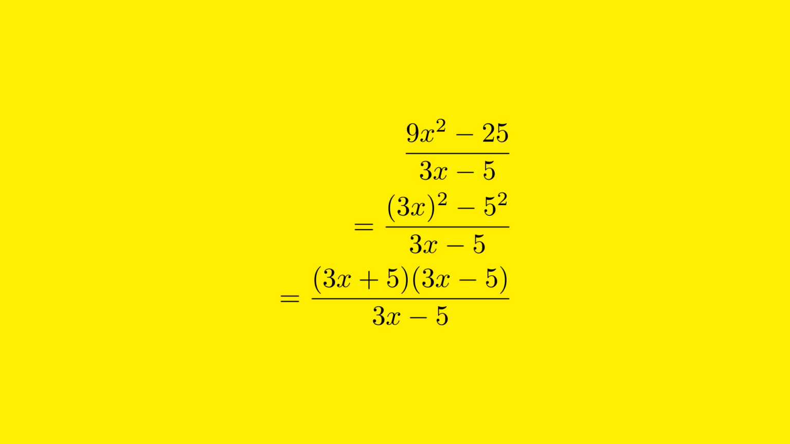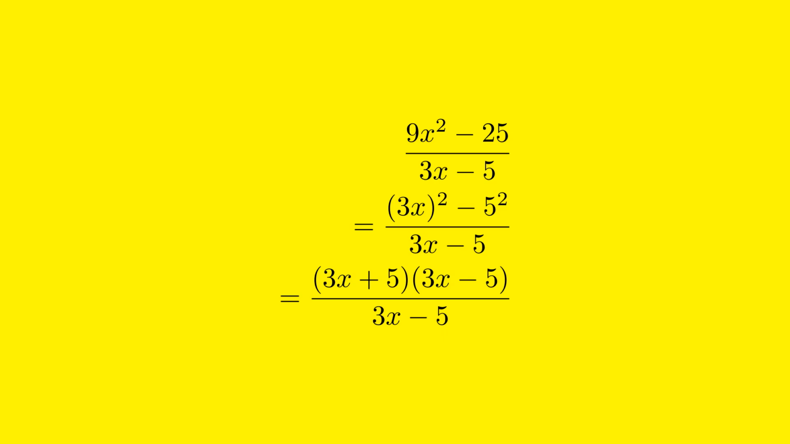Step 1. Begin by factoring the numerator and the denominator if possible. Let's look at the numerator, 9x squared minus 25. This is a difference of squares, which can be factored as follows.